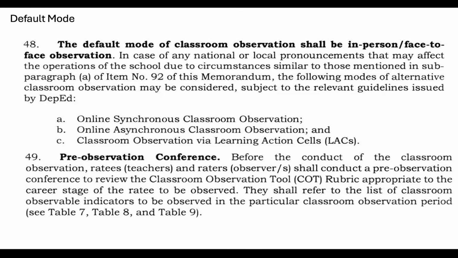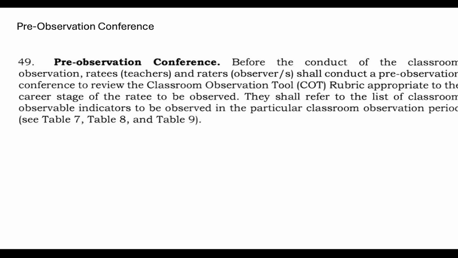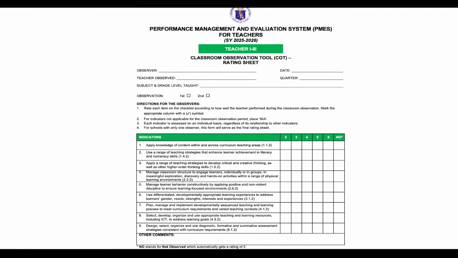So of course, you will have your pre-observation conference. Again, you have to conduct this. Okay, so before the conduct of the classroom observation, the ratees, teachers, and raters shall conduct a pre-observation conference to review the classroom observation tool appropriate for the career stage of the ratee to be observed. And they shall refer to the list of classroom observable indicators to be observed in the particular classroom observation period. Okay? And of course, this is the tool that we're going to use now.